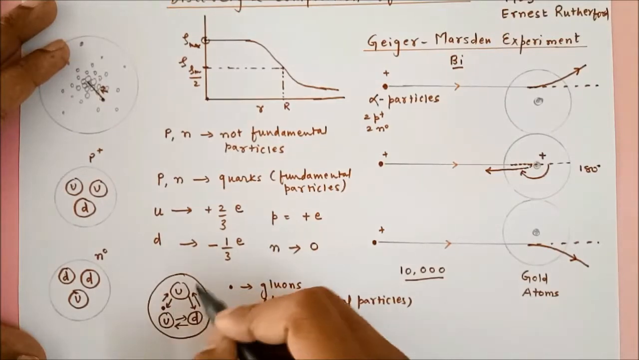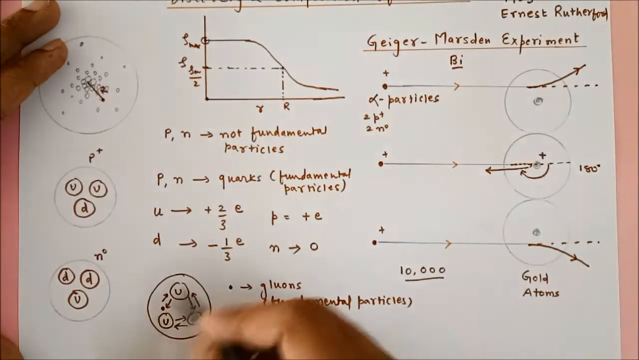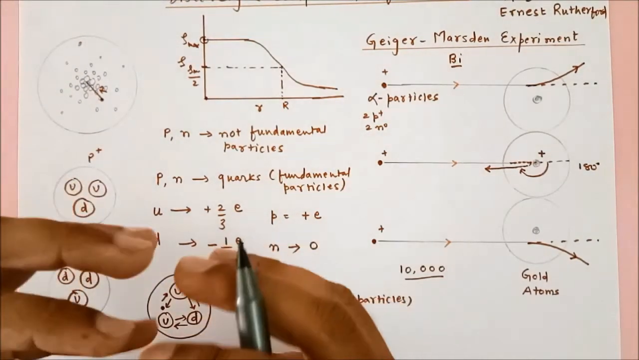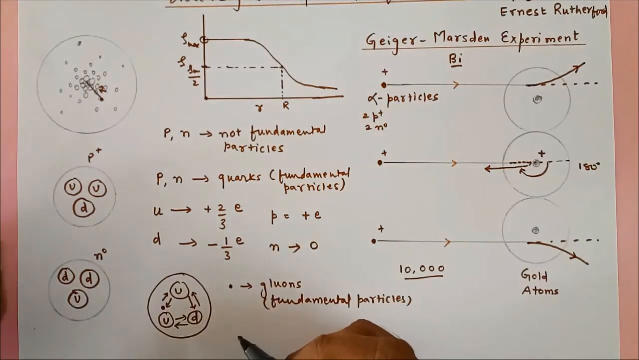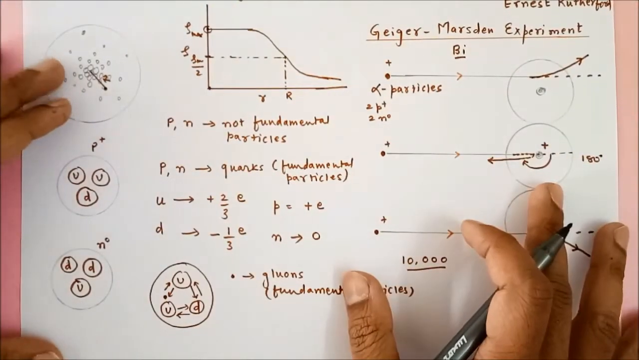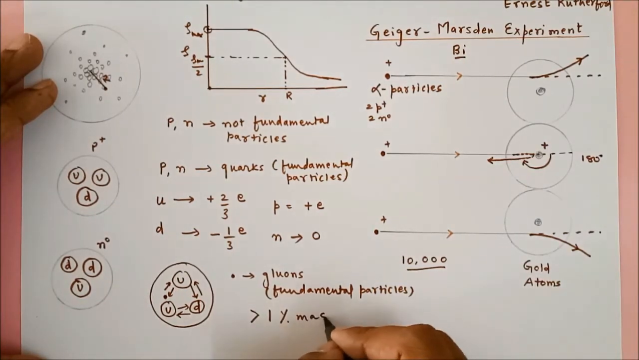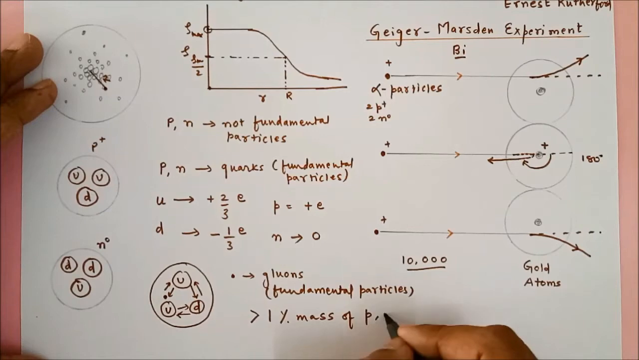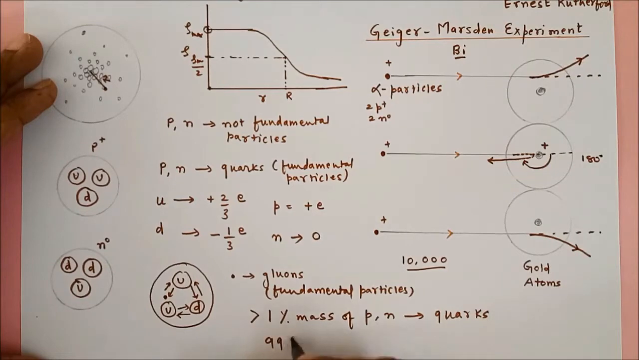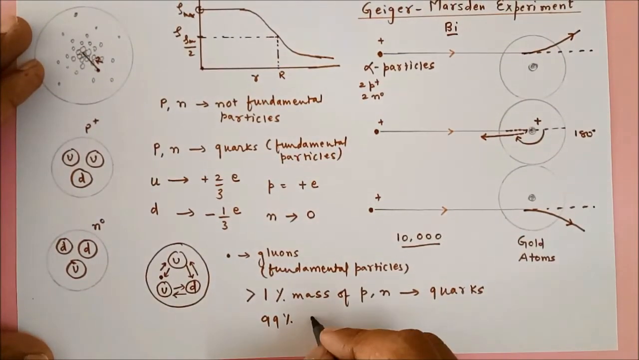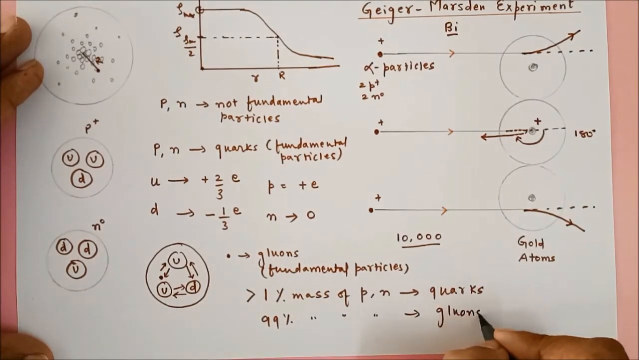So gluons are again considered as fundamental particles. Gluons are continuously exchanged between these quarks, whether the quarks over here of the protons or the neutrons. So these exchange particles are what are holding these quarks together to make a stable structure of proton and neutron. Okay, so you might be amazed to know that less than 1% of the mass of protons as well as neutrons is contributed by quarks. Rest around 99% of the total mass of protons and neutrons is actually contributed by gluons, right?